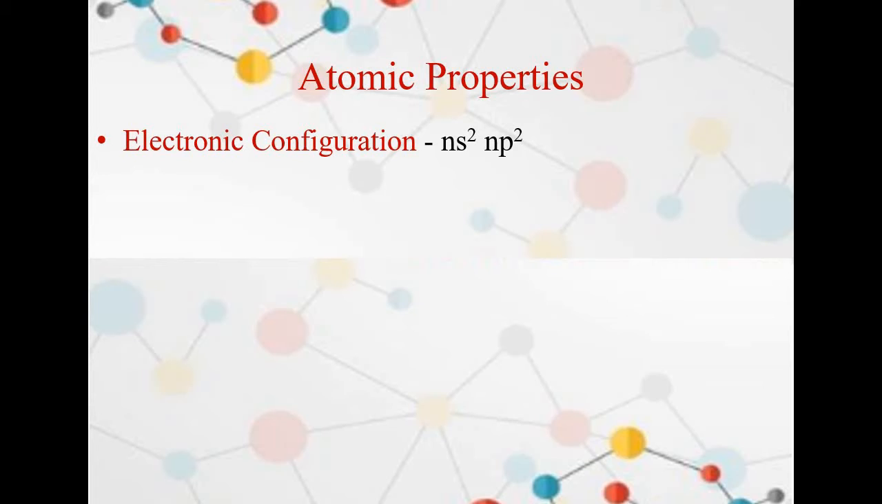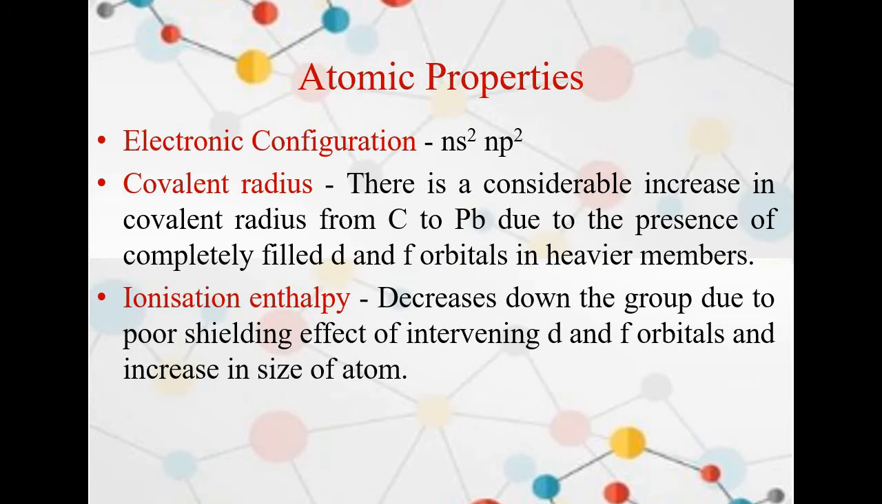Then look at some of the atomic properties of these group 14 elements. Its electronic configuration is found to be ns2 np2. Then second one, its covalent radius. There is a considerable increase in the covalent radius from carbon to lead due to the presence of completely filled d and f orbitals in heavier members. So, electronic configuration is found to be ns2 np2 because a total of 4 valence electrons are present.